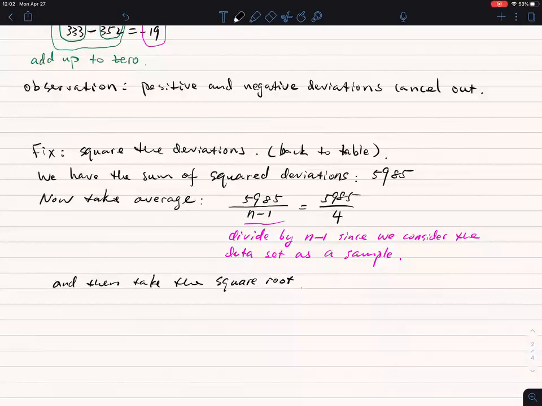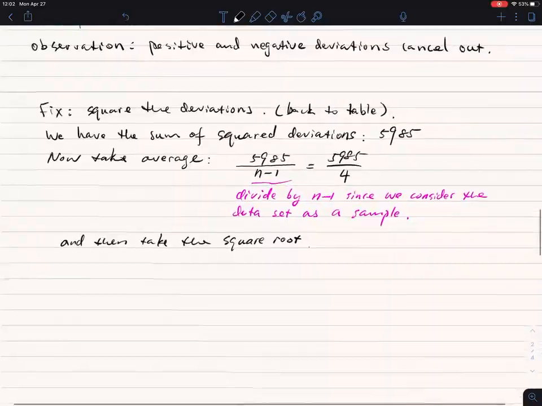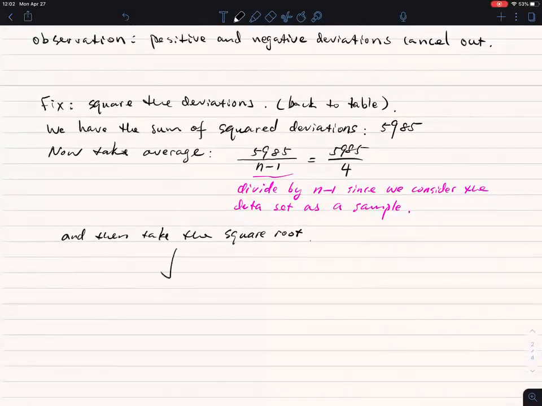But then we square each of them, then the unit becomes square inches. And after you divide, the unit is still square inches. We're talking about the height of people, so we can't use square inches. So we take the square root. Then the unit comes back to inches. So we have the square root of 5985 divided by 4. And we give this number a name, call it s for standard deviation. And this is the standard deviation of a sample.